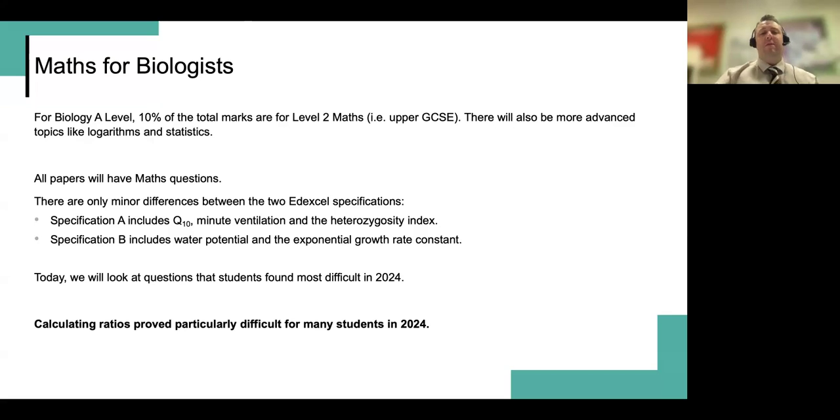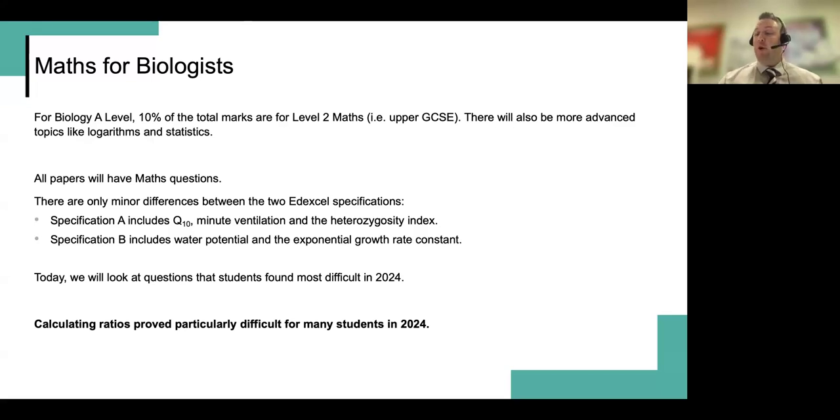I do appreciate that. Okay, so just a bit of background to where the maths relates to biology. In the A-level biology specification, 10% of the total marks must come from level 2 maths, and obviously there will be some more advanced topics beyond that, looking at logarithms and statistics, but in general, 10% of the total marks must be allocated to level 2 maths. There is a slight differentiation across the two specifications, A and B, and you can see there where that is, but in the vast majority of situations, they are mostly the same. And as I've said to you already, what we're going to do today is focus, across the two specifications, on which questions the students found most challenging.